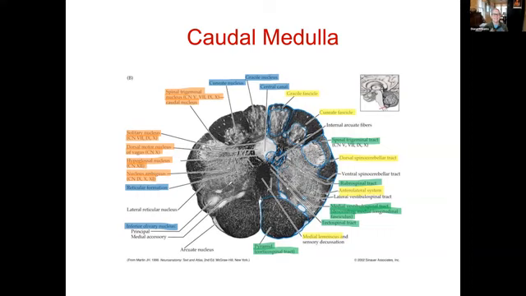Okay, I'm going to stop there today because it's been a lot of information. When we get together next time, we'll finish going through these sections. So we're going to keep moving up to rostral medulla, pons, midbrain, and again point out these structures.